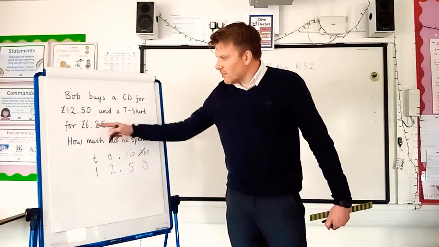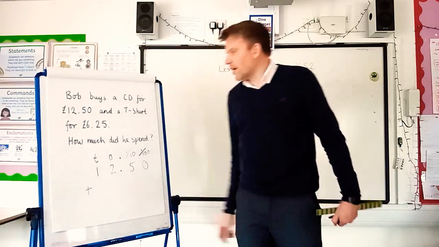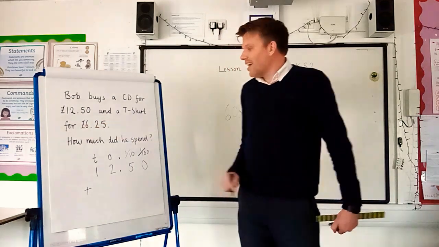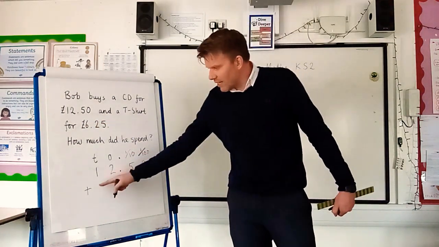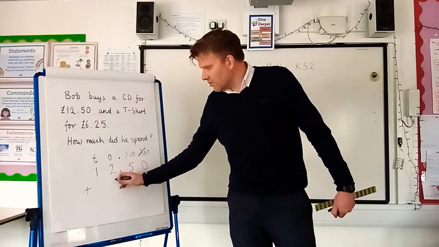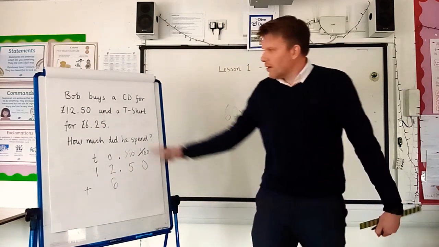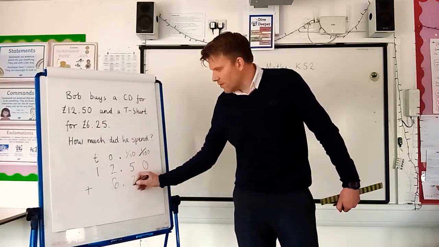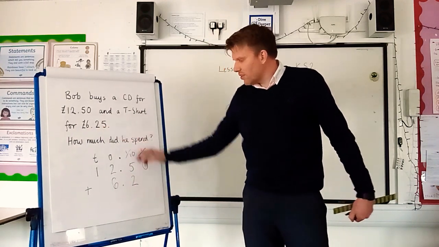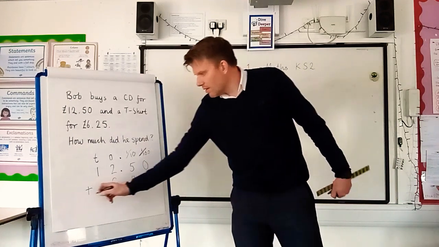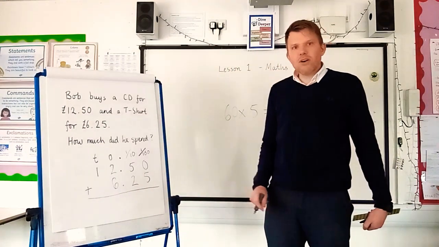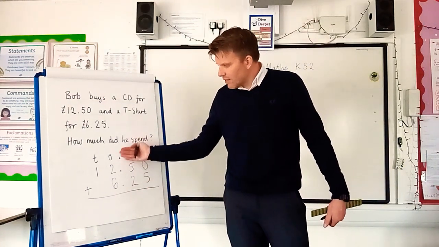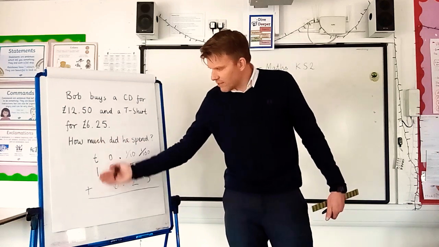Now I'm going to add £6.25. Does it have any tens? No, it doesn't have any tens, so I can leave that. Does it have any ones? Yes, I've got 6 there. Put my decimal point down. How many tenths? 2. How many hundredths? 5. So I've done my column addition and I've laid it out into hundredths, tenths, decimal points, ones and tens.